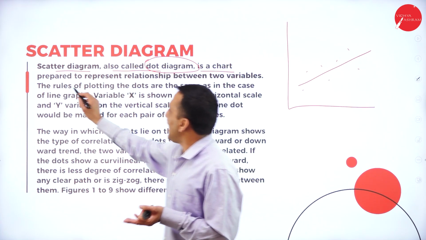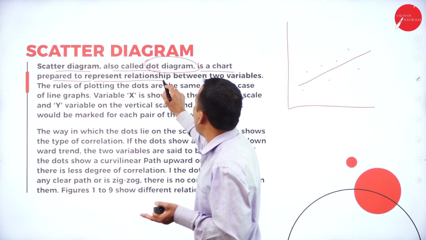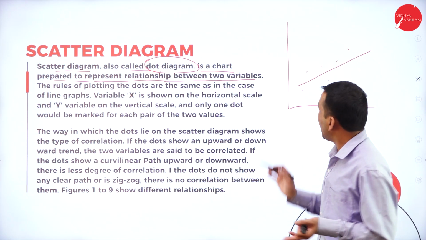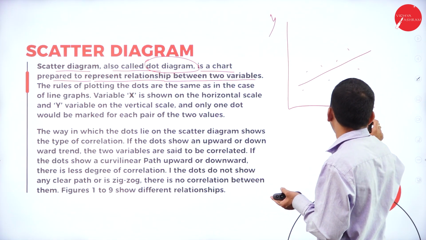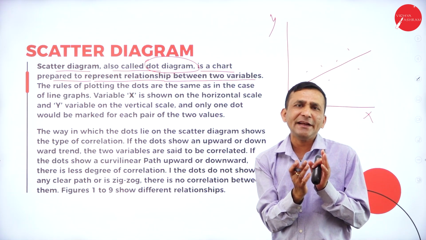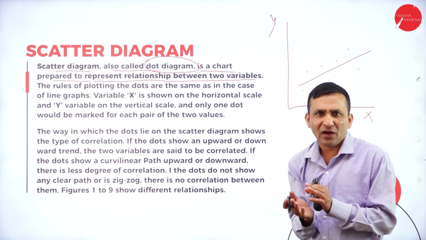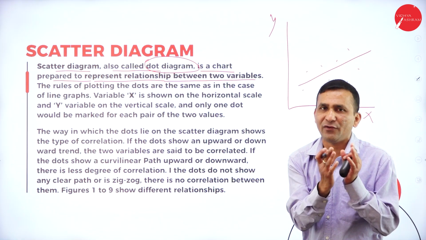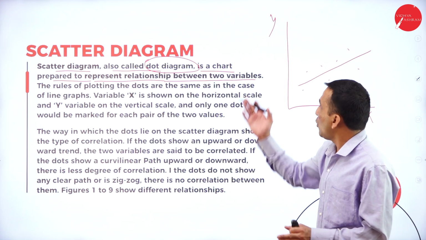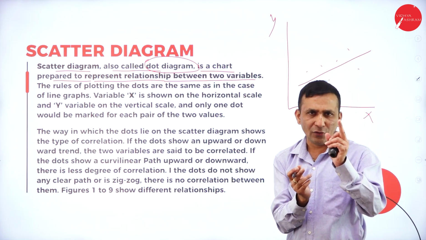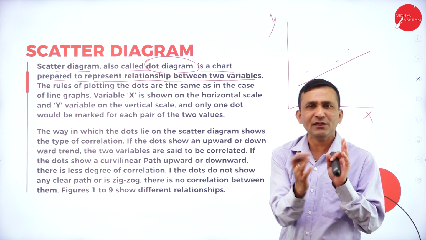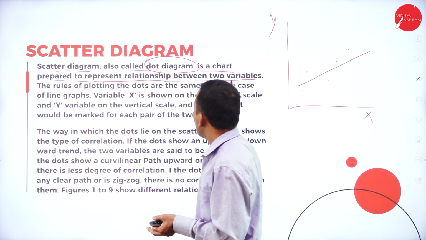So it is a chart representing the relationship between two variables. Because you know y-axis and x-axis, whenever you try to use a graph, of course you need to select the scale for the x-axis and y-axis. So the y-axis represents one variable, the x-axis represents one variable. So that's two variables.